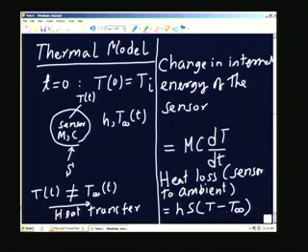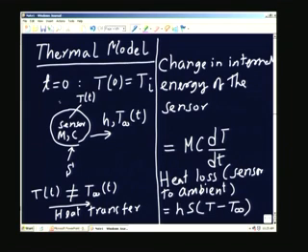I am not showing it specifically here, and it is understood that both temperatures T and T infinity are essentially functions of time. So, if the heat loss is from the sensor, that is the heat is going in this direction, the temperature of the sensor is going to reduce. Therefore, dT by dt is negative. Therefore, if I take the negative of this, mc dT by dt, that will be equal to the heat loss. That is how you write the equation.